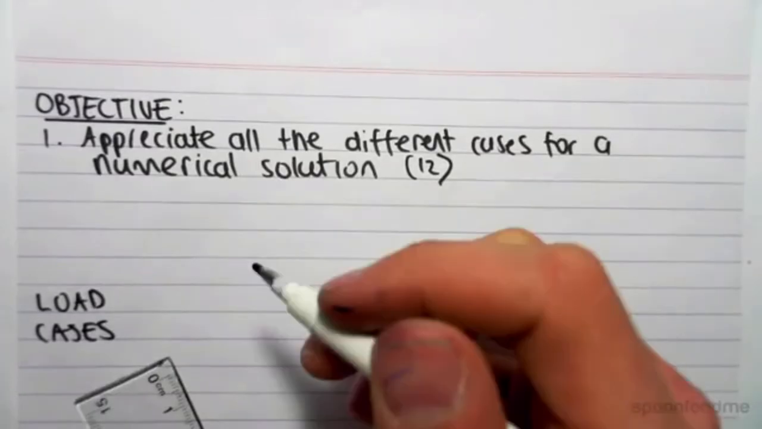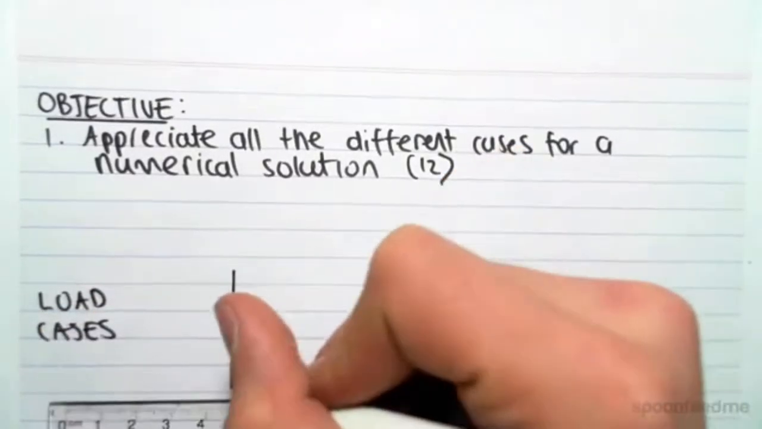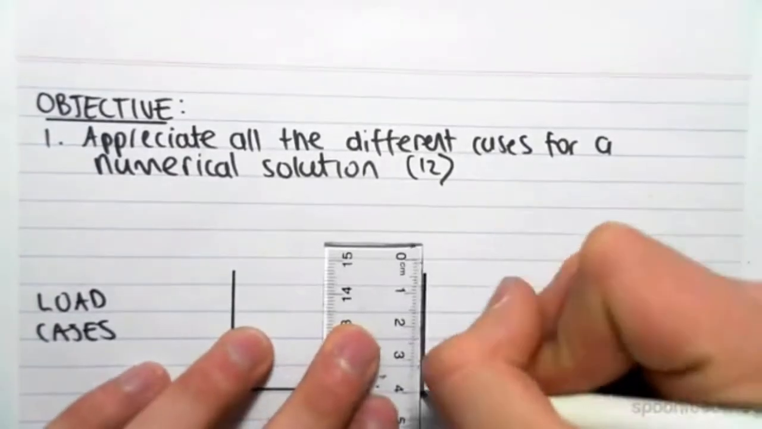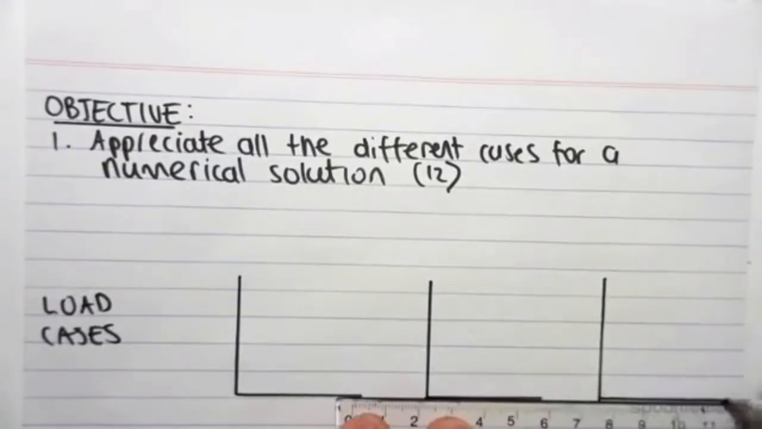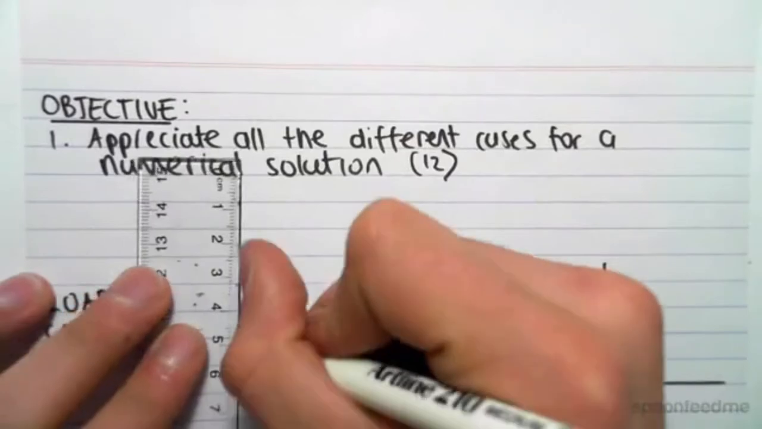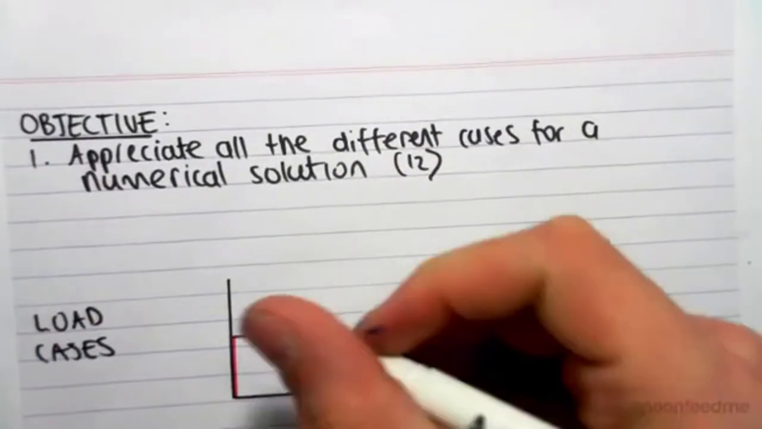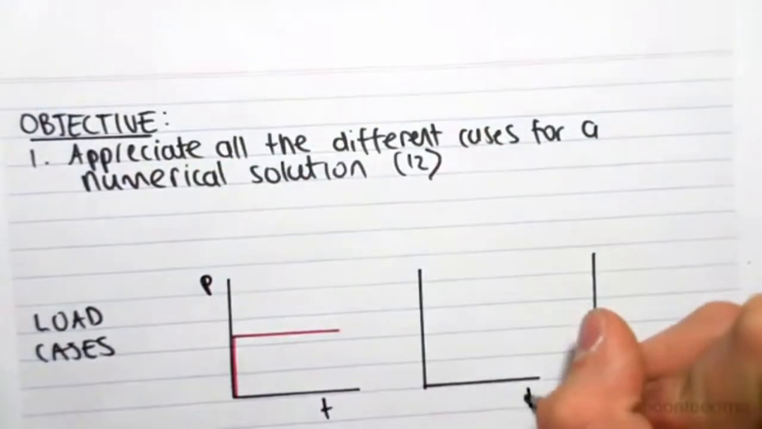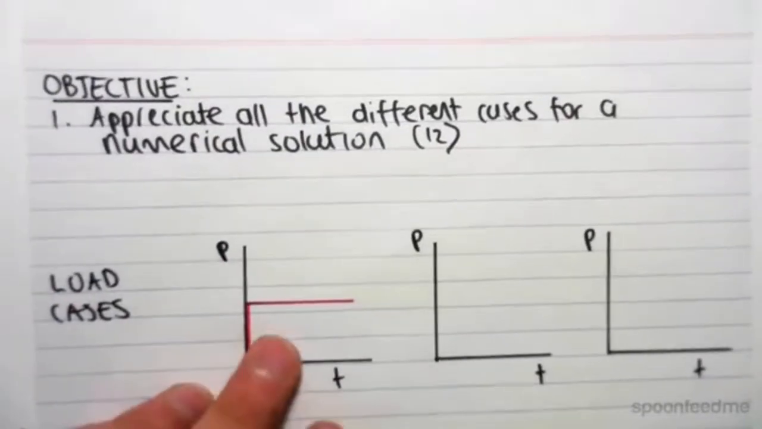So the first thing we can do is the load case. All we've seen in the previous video has been an abrupt change. So I'm just going to draw out all the potential cases. The first case we could get is an abrupt change. So this was time, and this is the applied load. So this is an abrupt change.